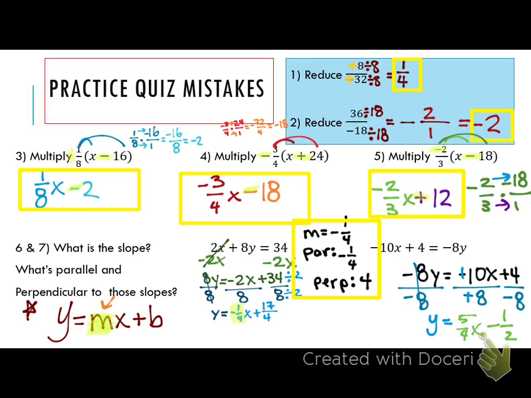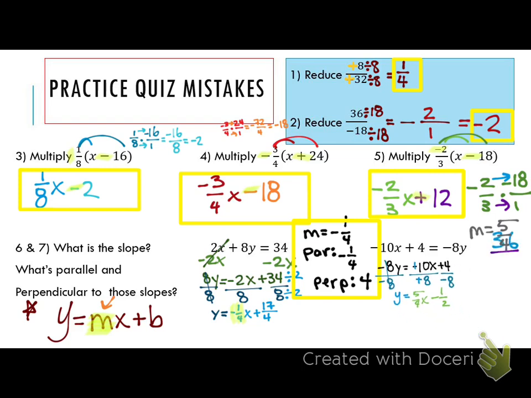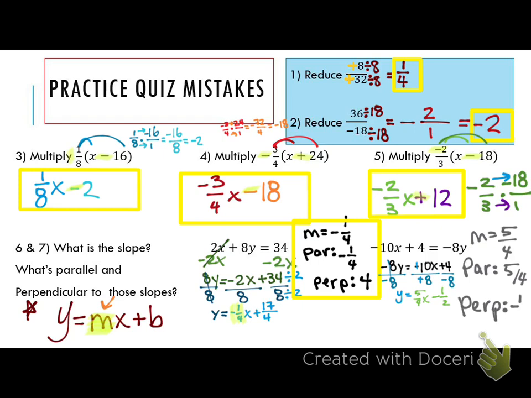5 over 4. So my slope is 5 over 4. So parallel slopes are the same, right? So what is my parallel slope? 5 over 4. And then perpendicular, negative 4 over 5. Opposite sign, and you flip it.